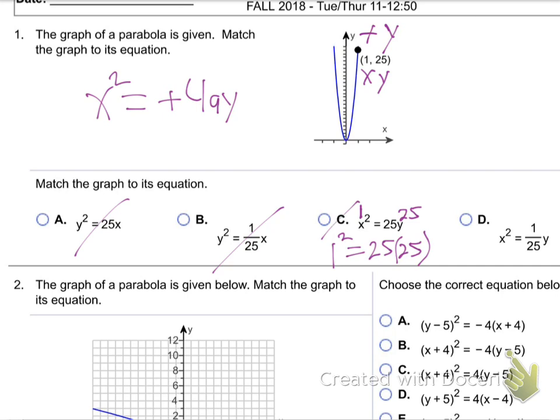It must be D. Does it actually work for D? If you put in 1 for x and 25 for y. Well, isn't that the slope also? No, there's no slope. Slope's for a straight line. So 1 squared is 1/25 times 25. Is that true? It is, over 1 and up 25. It is true. The 25's cancel. It really is over 1 and up 25.